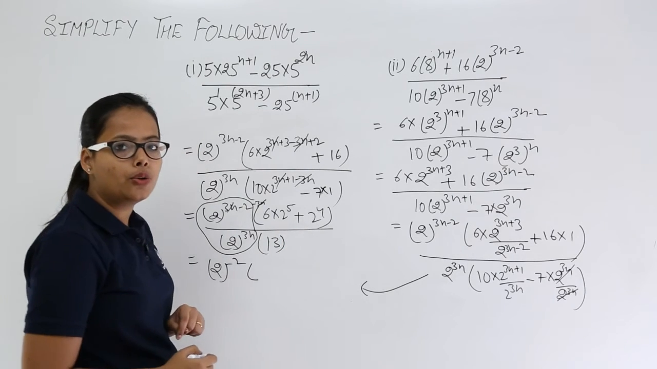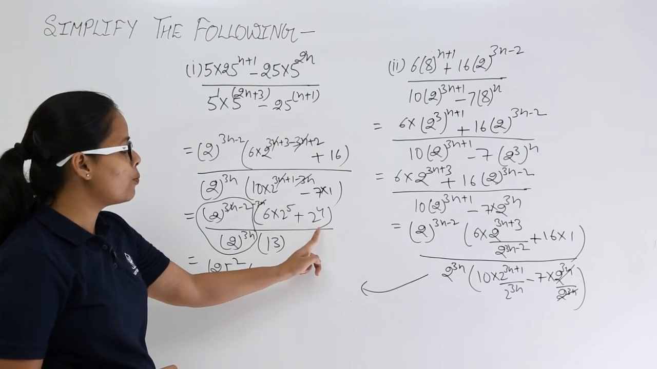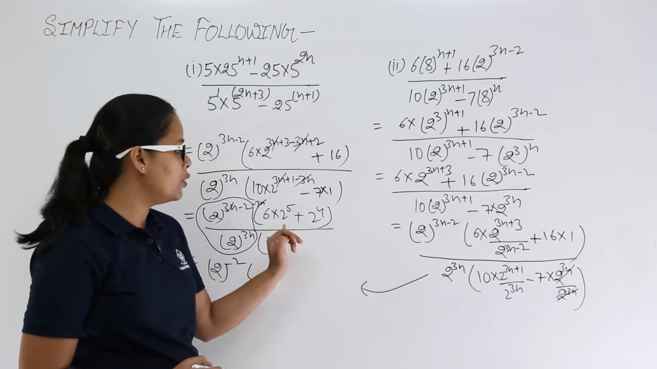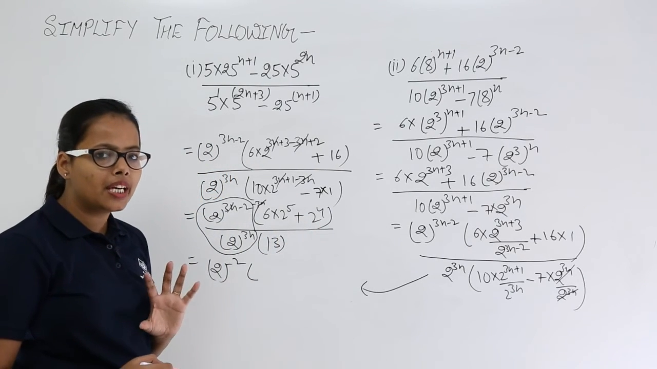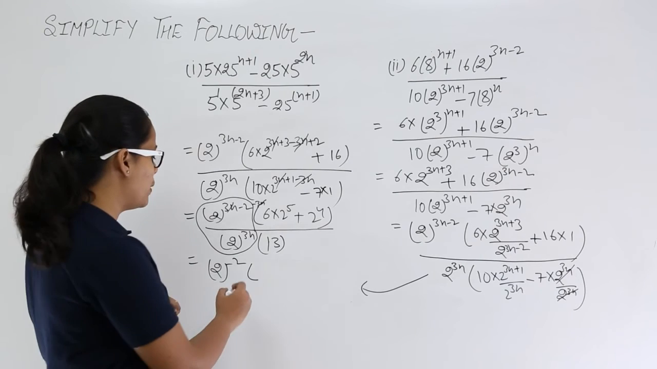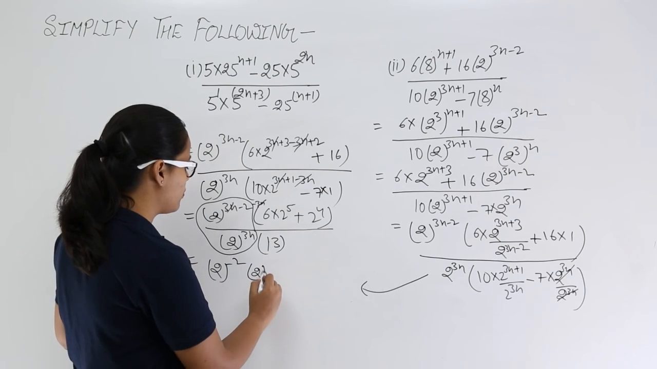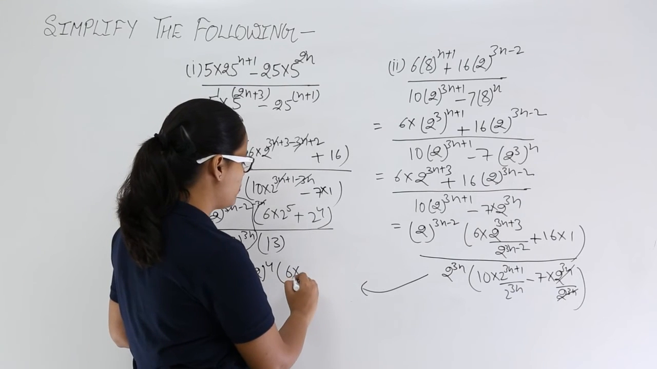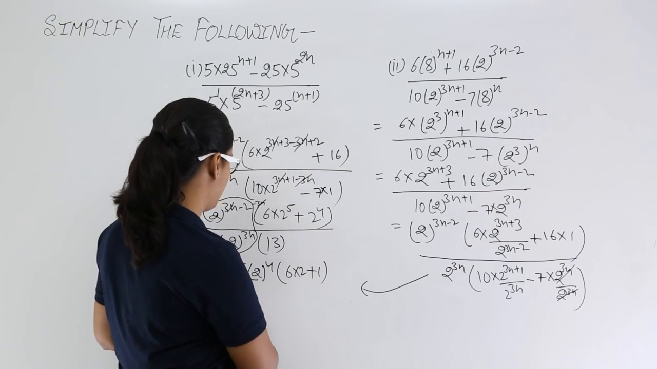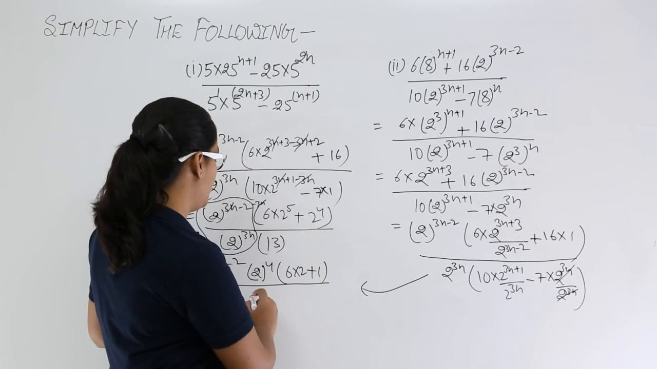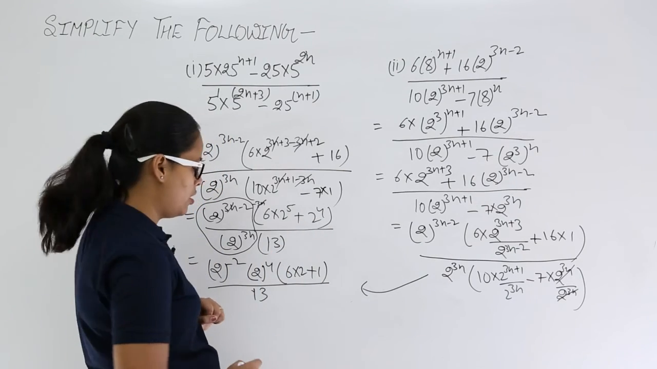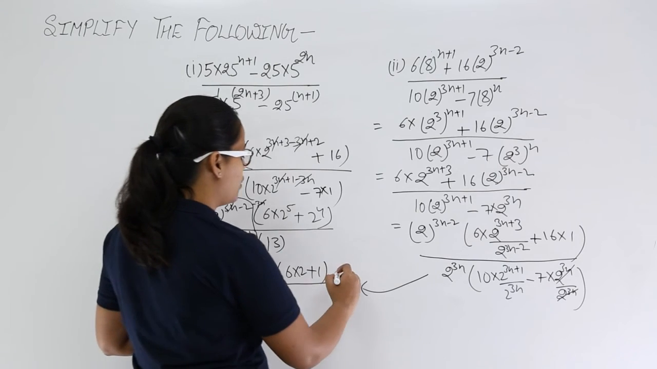Now here, what can you do? You can take 2 raised to power 4 common. I always told you, you will take the lower value common. You can see here that you can get 2 raised to power 4 common. So you will bring that out. And what will you get here? 6 into 2 plus 1 divided by 13.